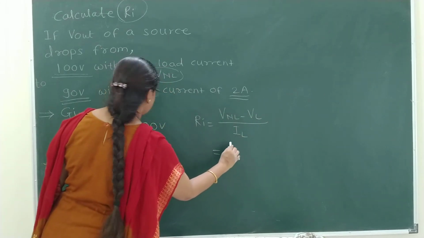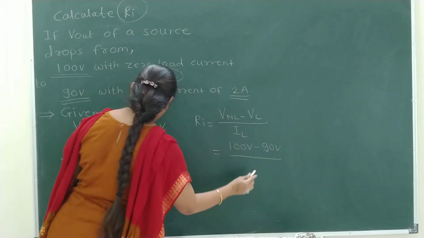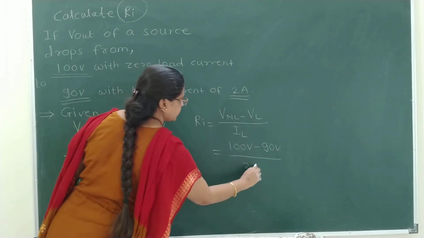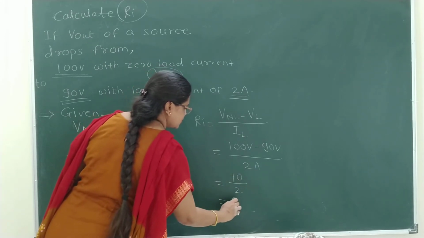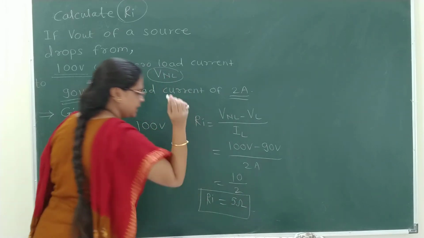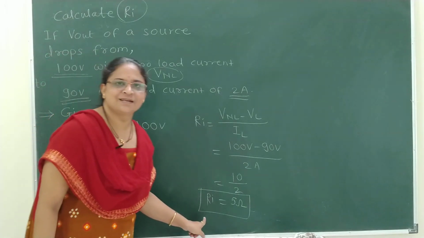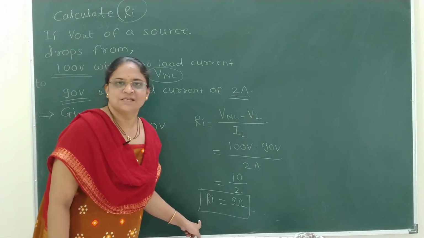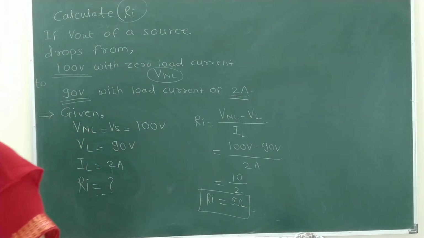So how much is the VNL? 100 volt minus 90 volt upon 2 ampere. So that is 10 upon 2. It results to be 5 ohm. So how much is the source resistance or internal resistance? Dependent on all these given parameters, it results to be 5 ohm. Similarly, let's try the next calculation.